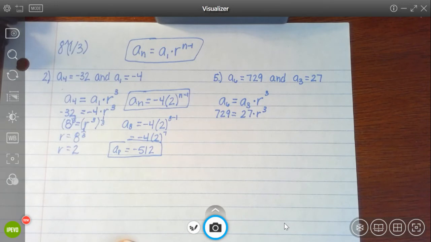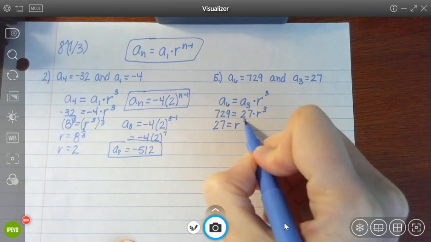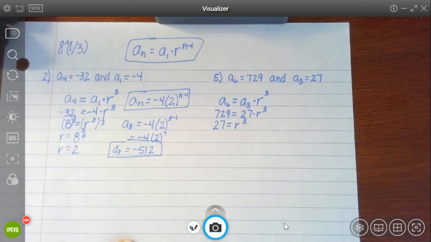Again, I'm going to divide both sides by 27. So when I take 729 and divide it by 27, it works out to be 27. We get 27 is equal to R to the 3rd. Now you could either think this through and try to figure out what number raised to the 3rd power would equal 27. And if you can use mental math to figure that out, great.